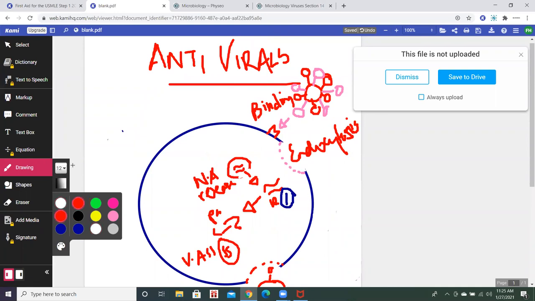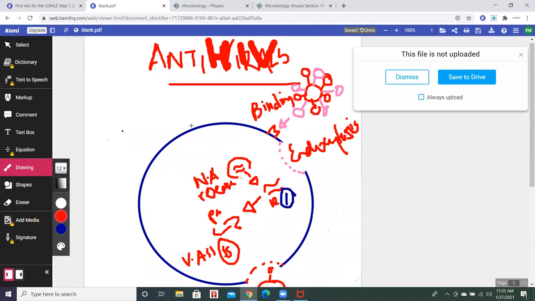Now, let's focus on this one, okay? So this is anti-HIV, so we are studying anti-HIV right now. Like the same process in the previous one, where we studied antiviral by thinking that this is a normal virus which comes and binds, and then there is viral endocytosis. The difference between that one and HIV is that when the HIV virus comes and binds to the receptor and undergoes endocytosis, it enters the cell, and this process is known as viral uncoating. So the virus takes off its coat.